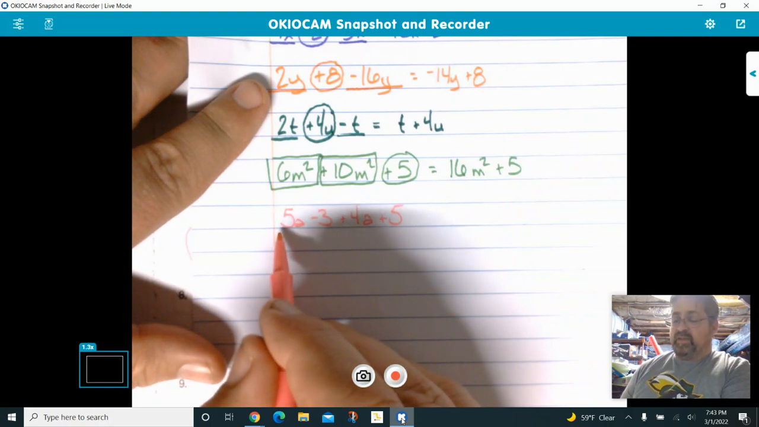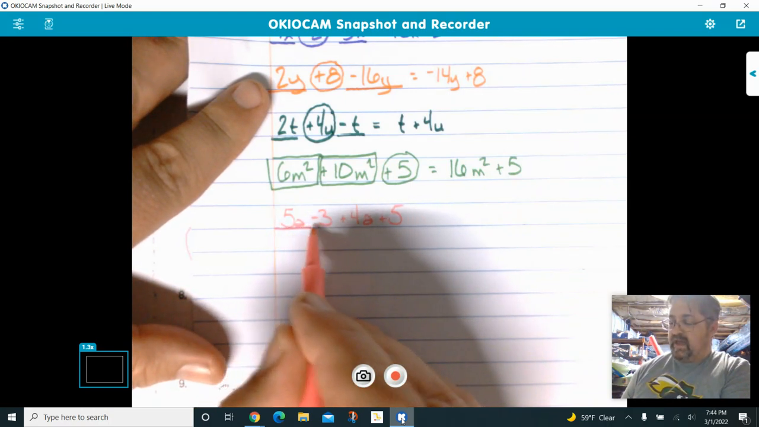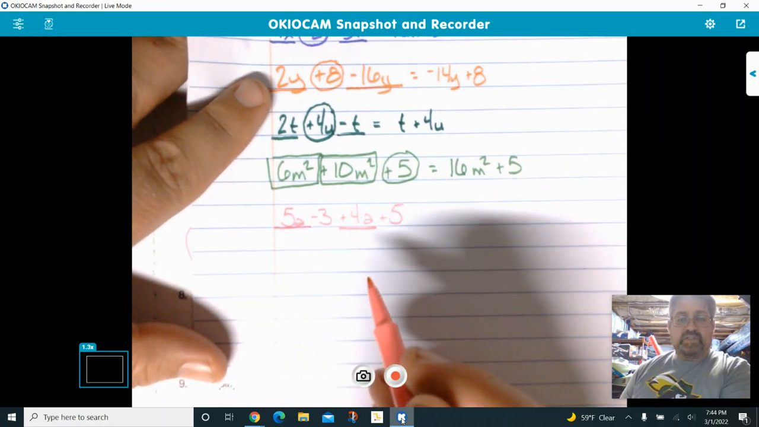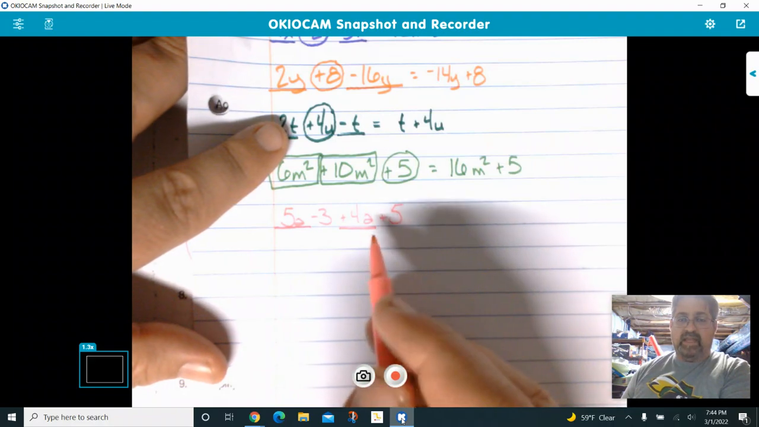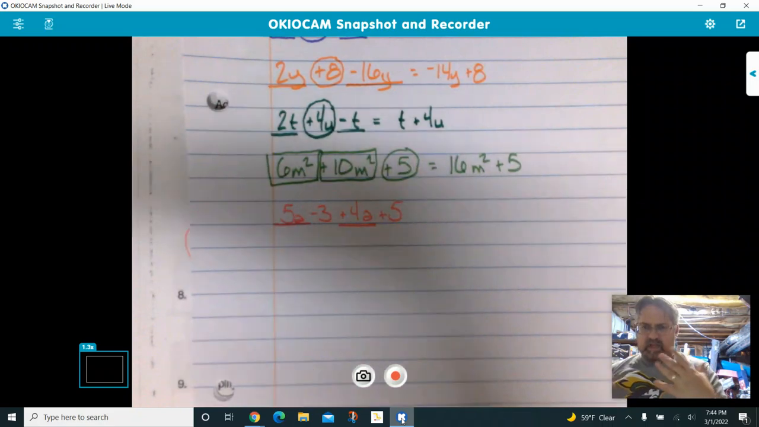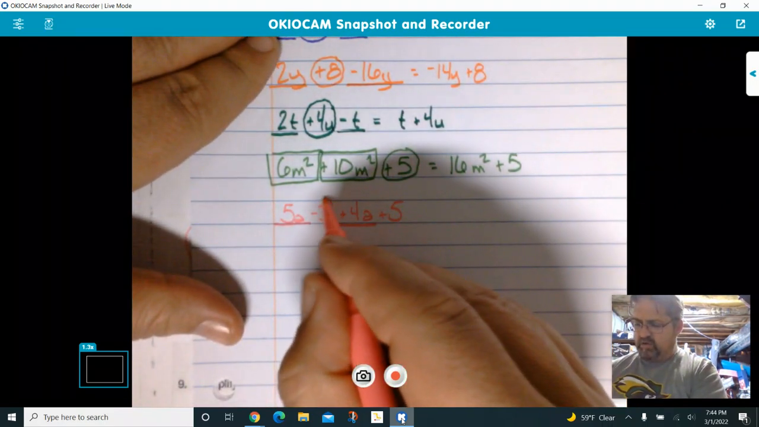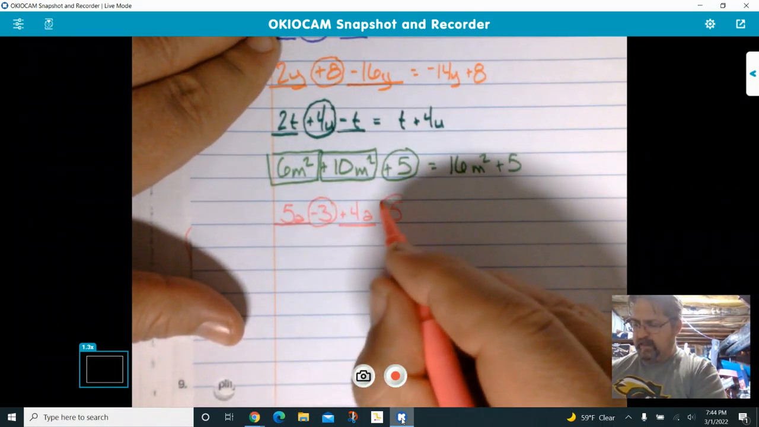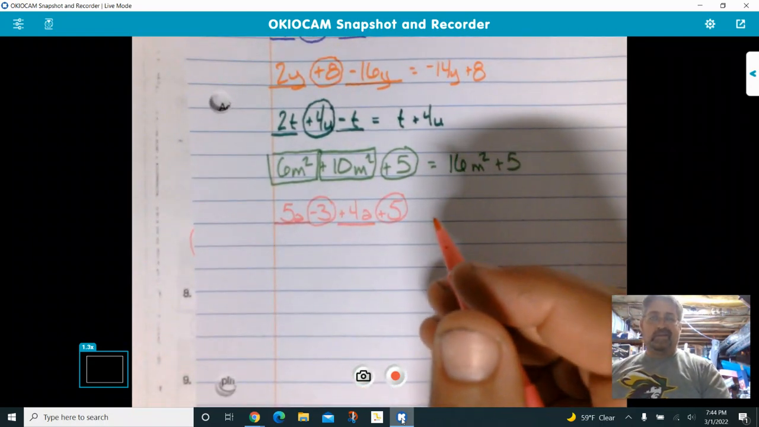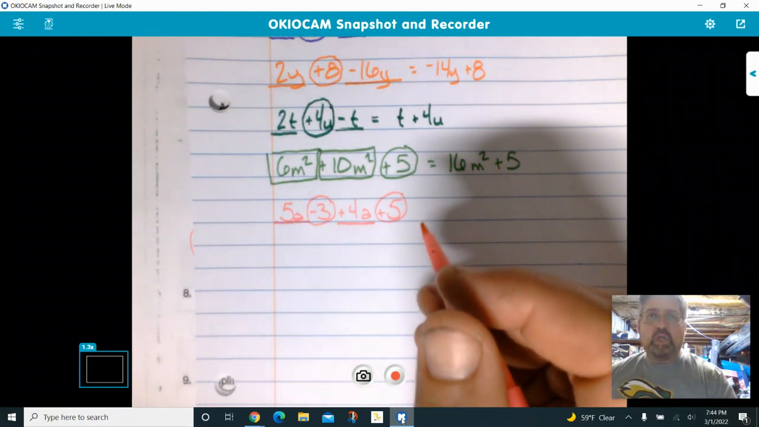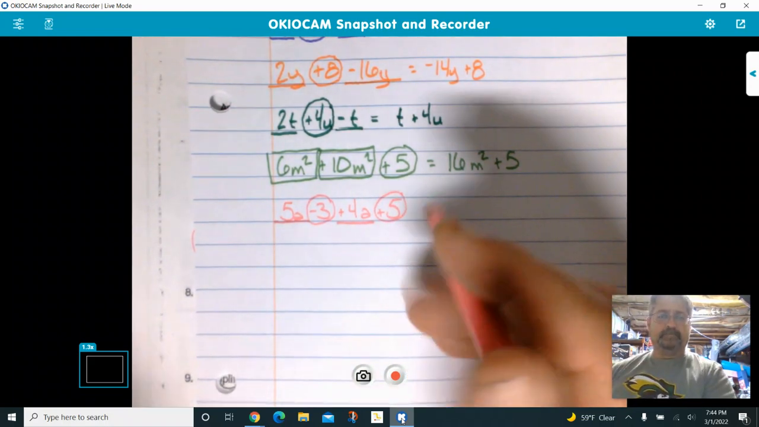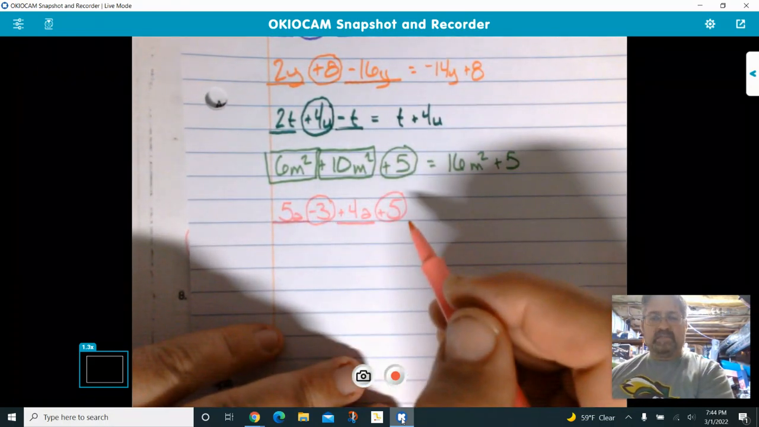I'm going to underline everything that has an a in it. There's 5a and plus 4a. So I'm going to circle my plain numbers that don't have an a. Let me move over here so I can block some of that light. That glare can be a little rough. So I'm going to circle my minus 3 and my plus 5. Now I'm going to do what? Combine like terms. There we go. Easy peasy, lemon squeezy. 5a plus 4a.